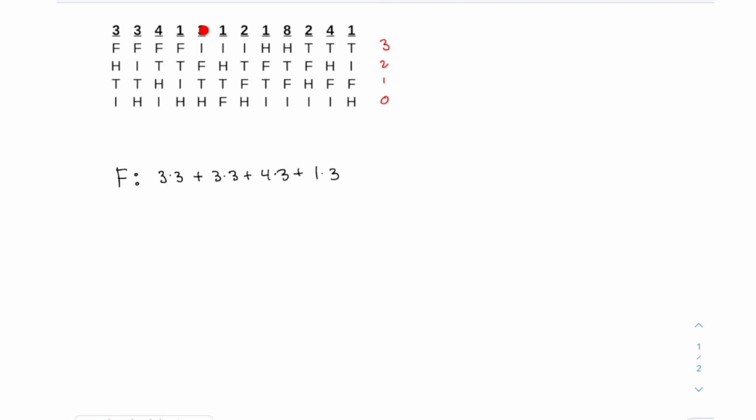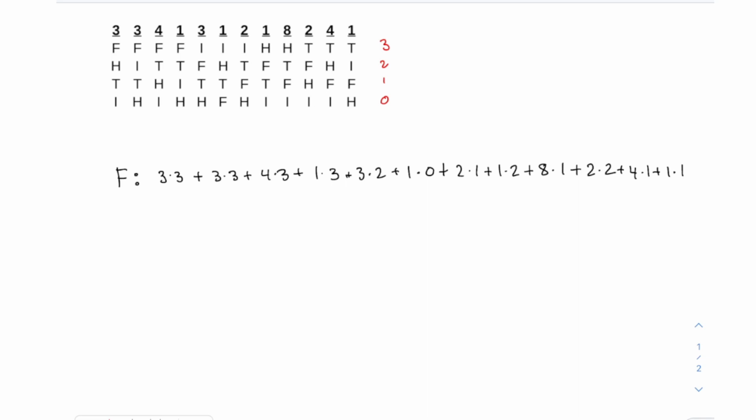The next column is 3 up top, and F is getting 2 points. So next I go plus 3 times 2. And then I go plus 1 times 0. That's because the next column had 0 points for F. And then I'm looking at the column with the 2 up top. It gives me 1 point, so that's 2 times 1. The next column has a 1 up top with 2 points, 1 times 2. The next column has the 8 on top with 1 point. And then I got a 2 times 2, and then I got a 4 times 1, and then I got a 1 times 1. All right?